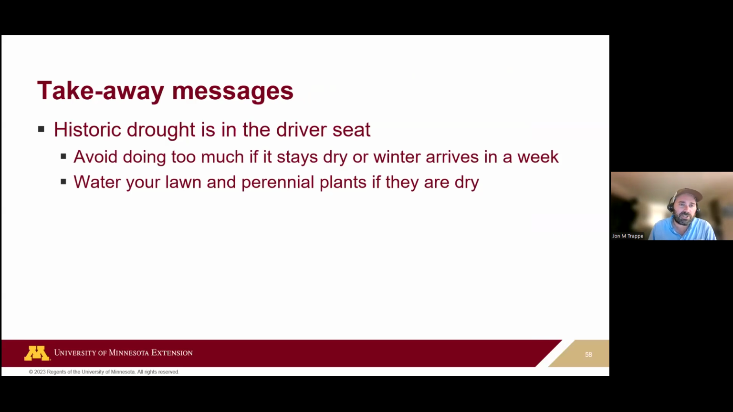So some of the takeaway messages for tonight. The historic drought that we're in is basically in the driver's seat in determining a lot of the management decisions that we should be doing for our lawns. I would avoid doing too much if it stays this dry, or if winter arrives in a week or two. The lawn itself, if you can't get out and water it, or if you can't do any of the other practices, your lawn's probably going to be fine until next spring.